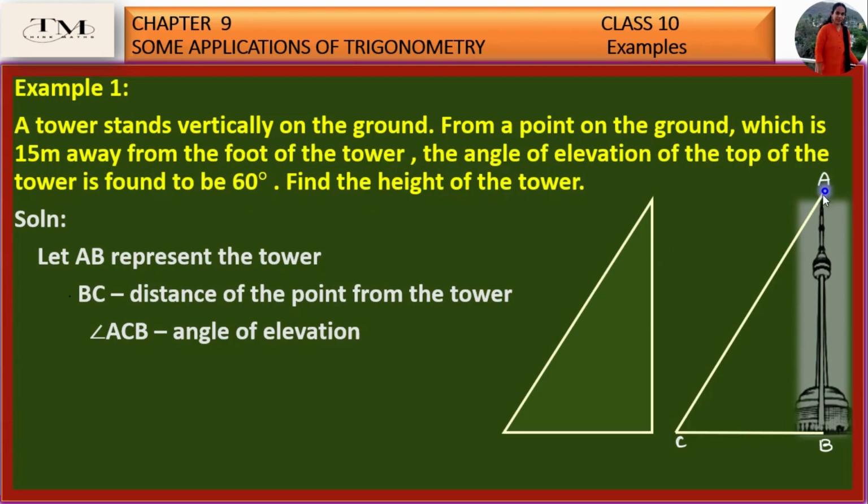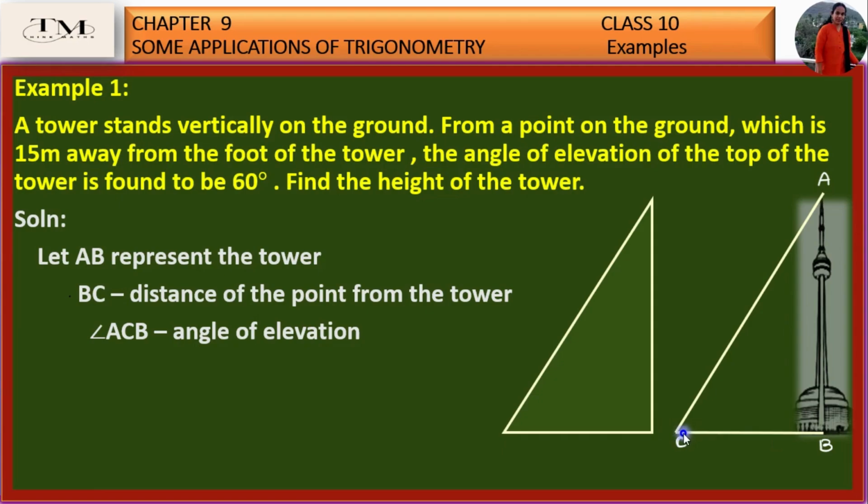So this is the tower. AB is the tower. Okay. From a point on the ground, so let us take the point C. From the point on the ground which is 15 meter away from the foot of the tower, this point is 15 meter away. So BC distance is 15 meter.